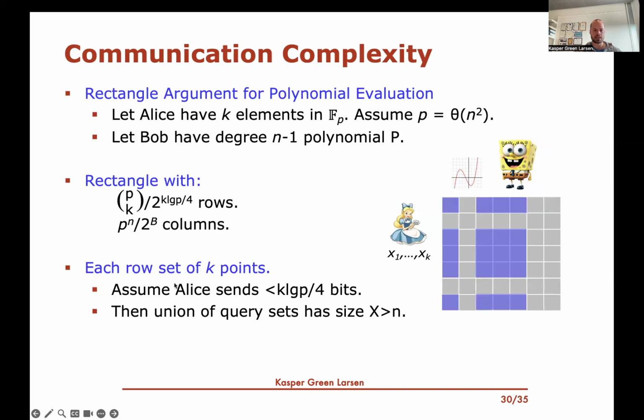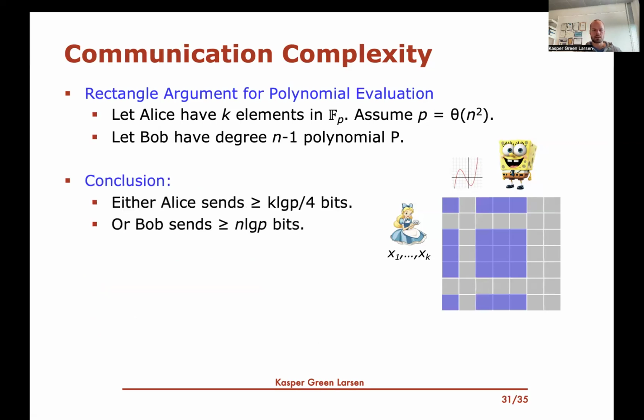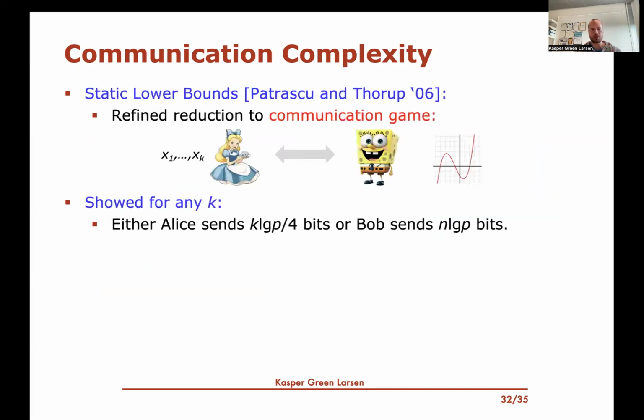So basically what we did was we said, let's assume that Alice sends a few bits, less than k log P over 4. Then the total number of queries she can answer, the union of all the query sets, is bigger than n. Therefore, Bob has to send the whole polynomial. B has to be at least n log p, right? So this is the lower bound. Either Alice sends k log P over 4 bits or Bob sends n log p bits. Good. So this is what we showed, right? We showed that for any k you can choose in this communication game, either Alice sends k log P over 4 bits or Bob sends n log p bits.